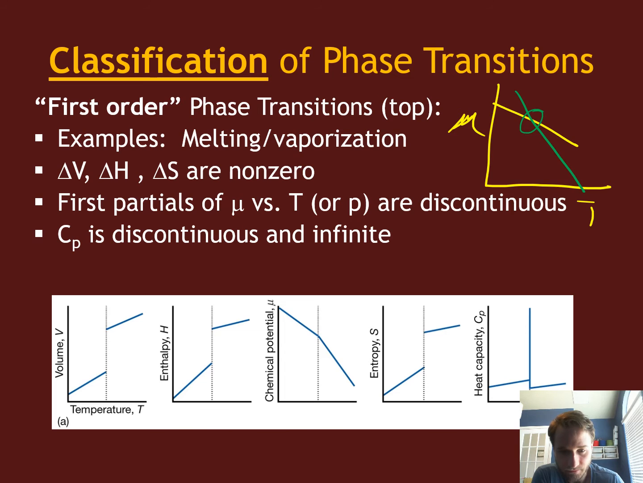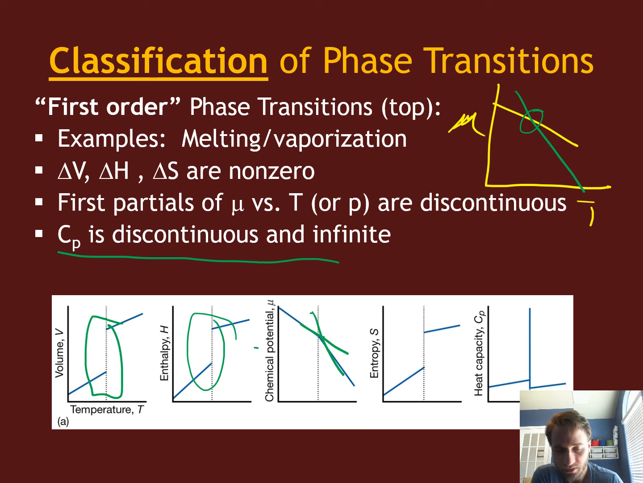And again, this is kind of trying to represent the stuff down below. You have some net change in molar volumes, net change in entropy. The chemical potentials are the same, but their slopes are different. And then also the heat capacity is discontinuous and it's infinite. So the heat capacity between the solid and liquid, for example, is different. So that does change, but at the phase transition, that heat capacity becomes an infinite quantity. Because at phase transition, no matter how much heat you put in the system, the temperature does not change. And so that means you have this infinite heat capacity.